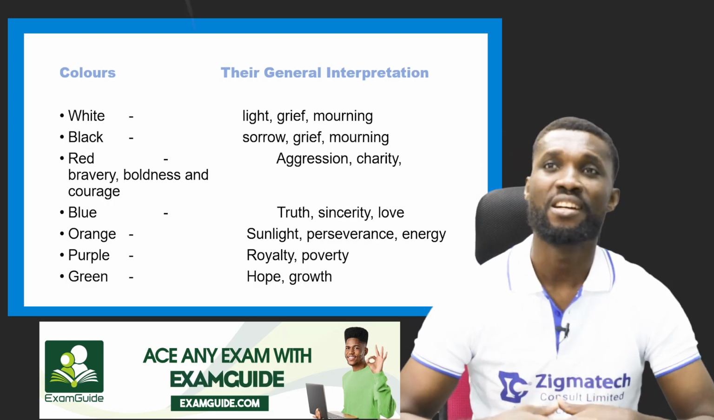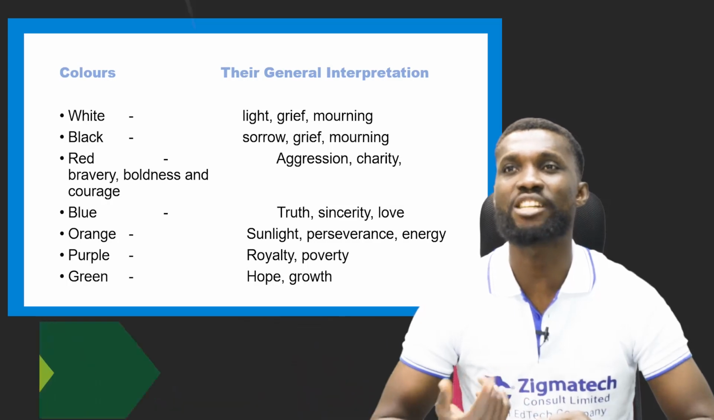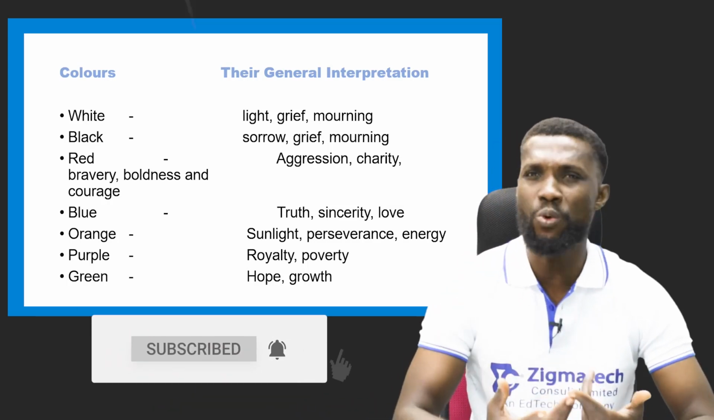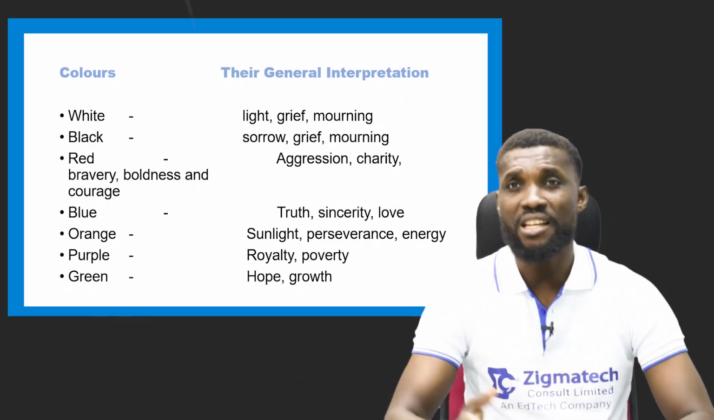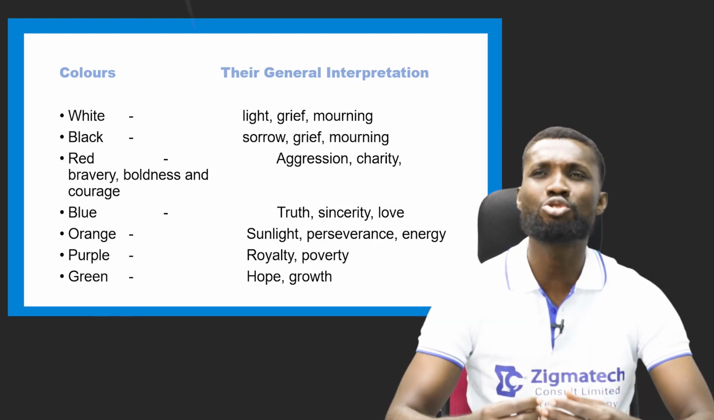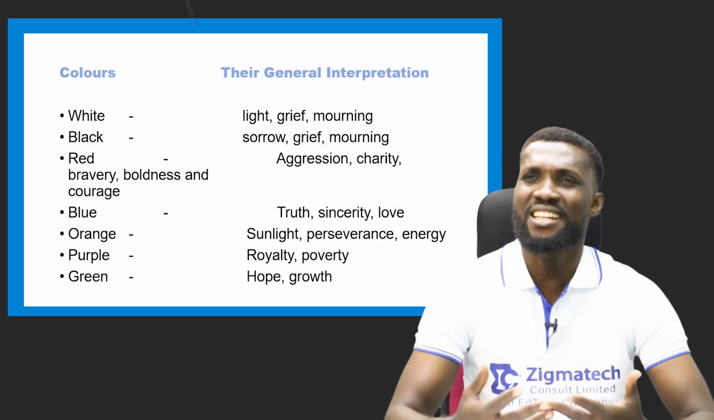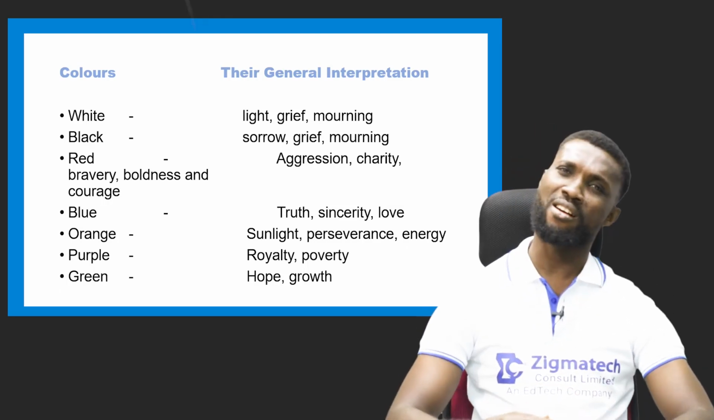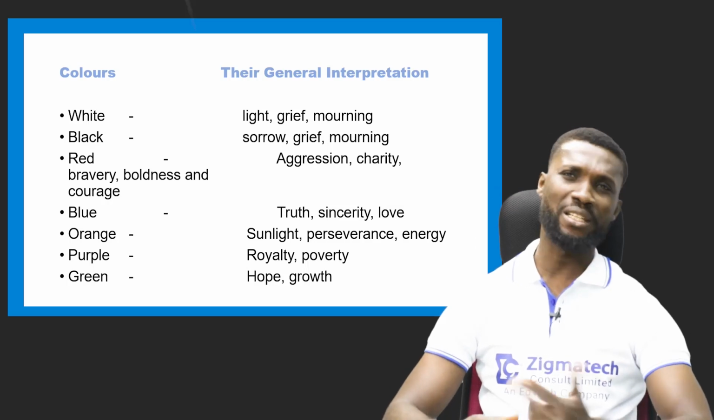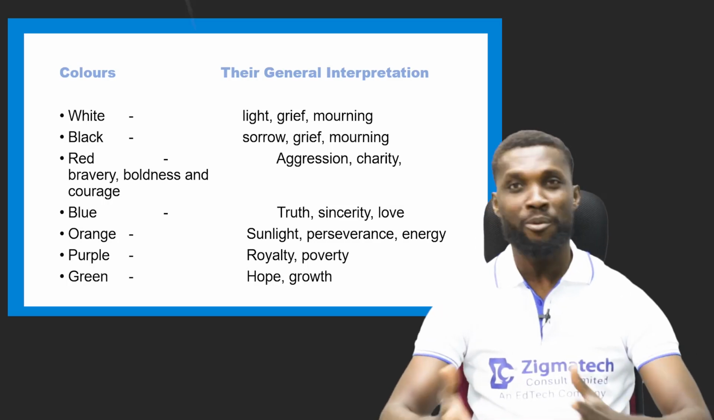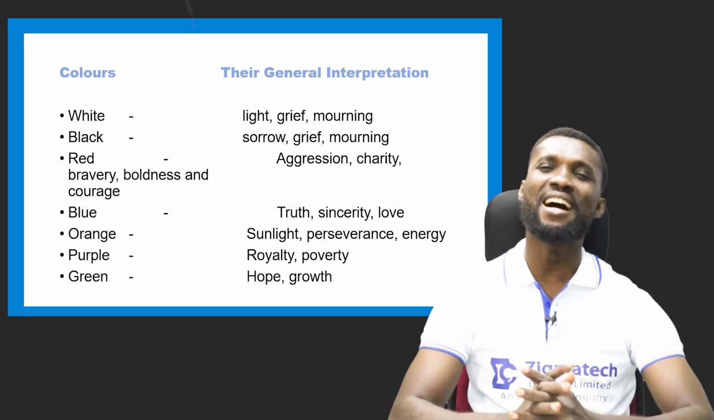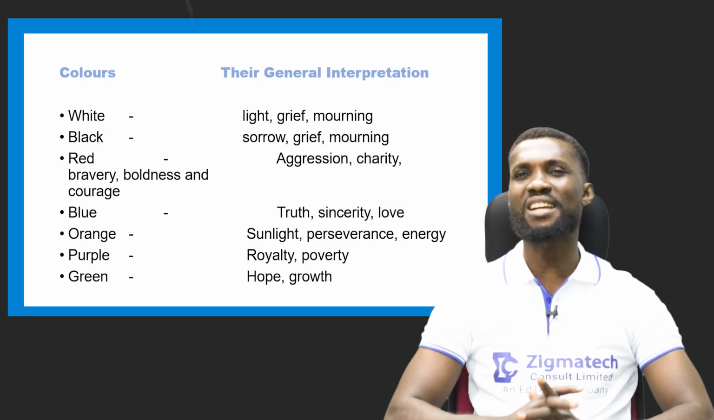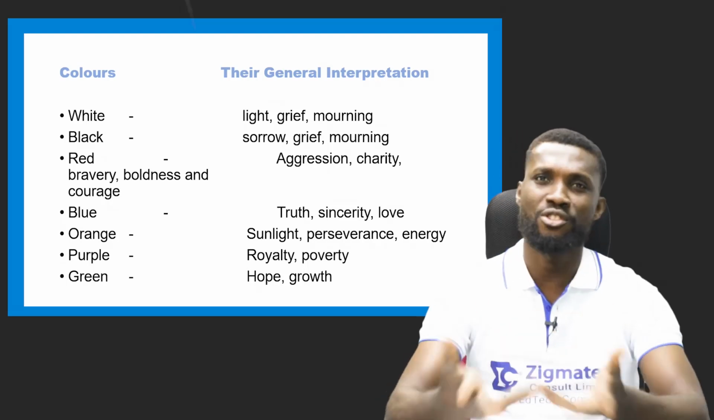Now, for some other persons, let's look at red. Red is aggression. Red is charity. Red is bravery, red is boldness, and red is courageous. That is for red. What about blue? Blue is truth. Blue is serenity. Blue is love. You understand? Someone says, why is blue love? It's not red that's supposed to be love. But blue is love, because it's calm. Blue is cool. Blue is peaceful. Blue is rest. I'm adding more definitions now to blue.